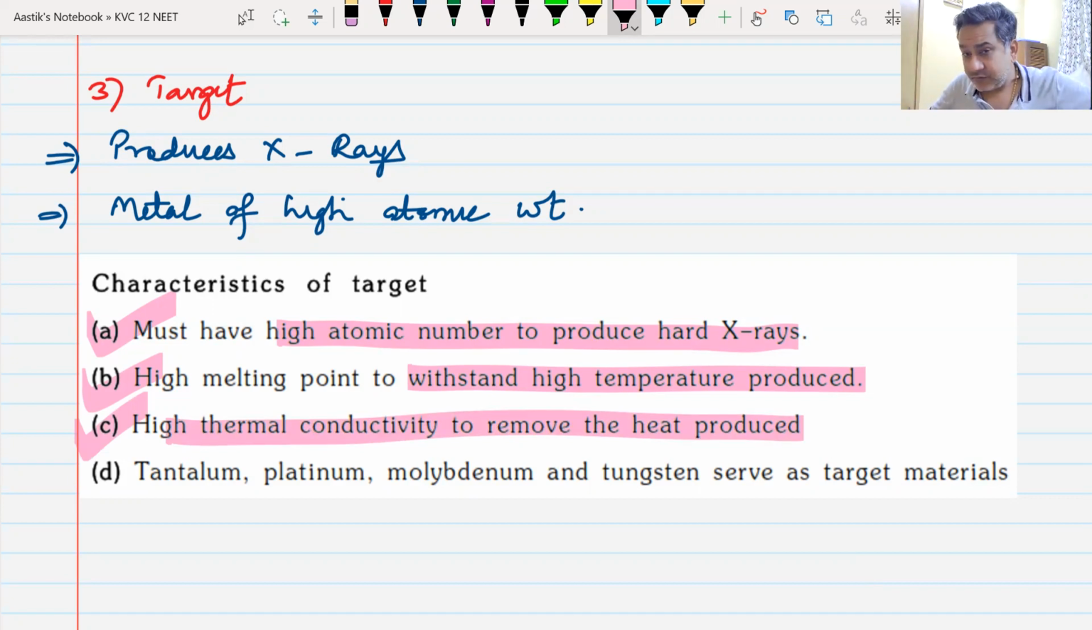What are the metals used? You must remember the names. Okay, I'll give you 1 minute to note this down.